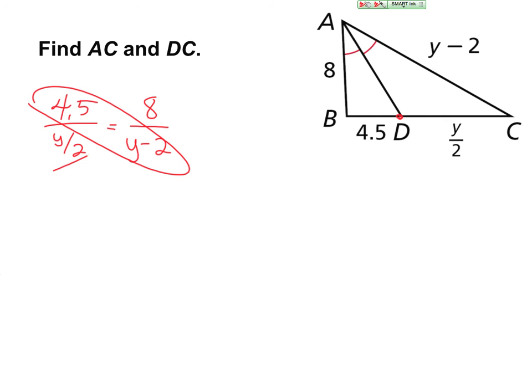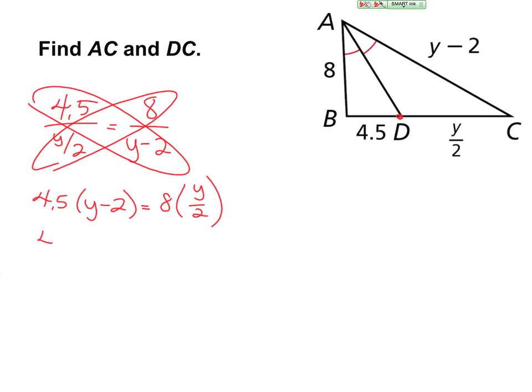This one you probably just want to practice the solving. 4.5 times y minus 2 and 8 times y over 2. We've been working on the distributing. Hopefully that side's not a problem. 8 times y over 2. 8y divided by 2, which is 4y. So I'm just going to put 4y here. Kenna? So like putting that word, we get 4.5 over y equals y minus 2.